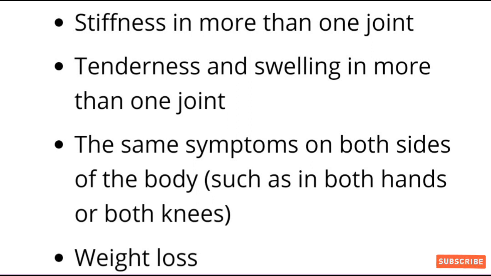The same symptoms will appear on both sides of the body, meaning in both knees, both hands, both wrists. The patient will feel the pain, inflammation, swelling or stiffness on both sides. And next is weight loss. Weight loss will be seen in rheumatoid arthritis.